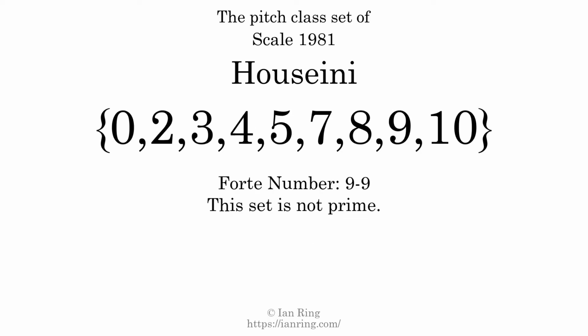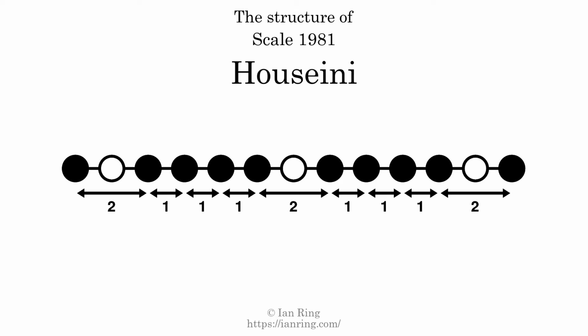The pitch class set for this scale is 0, 2, 3, 4, 5, 7, 8, 9, 10. The forte class is 9-9. This set is not prime. The structure of a scale is a description of the interval distance between each successive tone. This scale has a structure of 2 1 1 1 2 1 1 1 2.